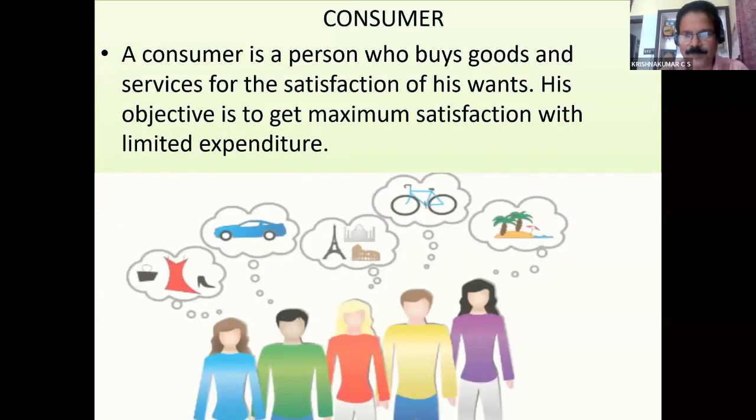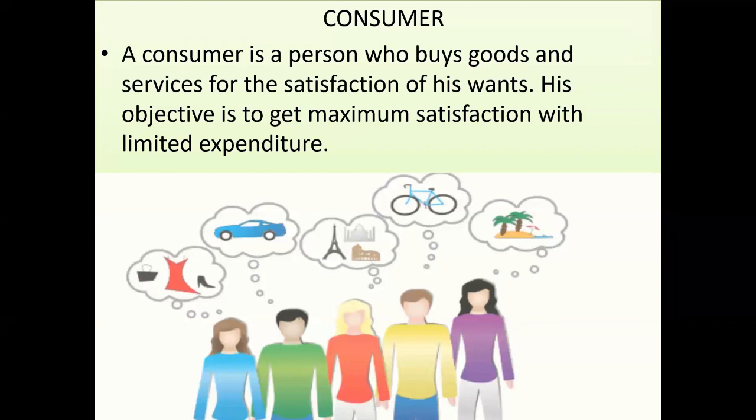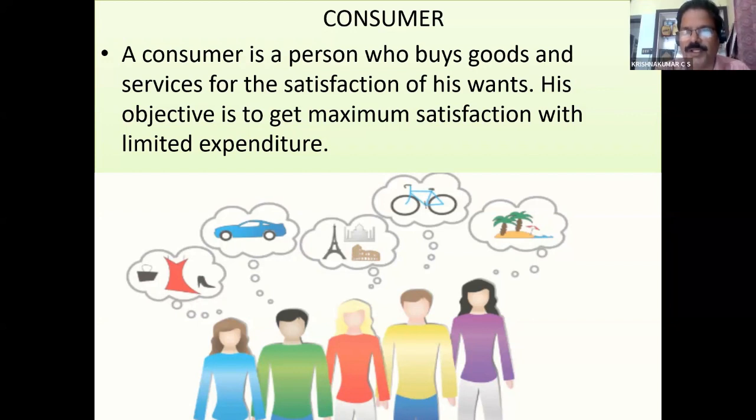What do you mean by utility? The next term is utility. Want satisfying power of a commodity. Yes. Suppose we are hungry, we eat an apple. So our want gets reduced or satisfied. So we can say that the apple has got utility. Or I want to go to Chennai, I take a train and travel. My want gets satisfied. So the train service has got utility.